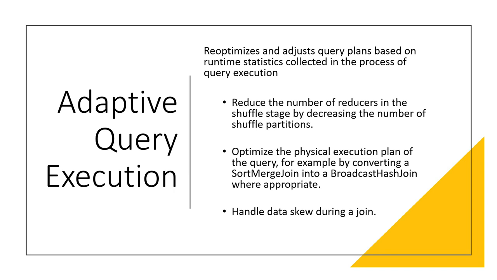Similarly, it optimizes the physical execution plan by converting, one example is converting the sort merge join into a broadcast hash join. So it figures out at runtime based on the data what kind of join is more suitable or optimized, and it goes back and changes the query plan.